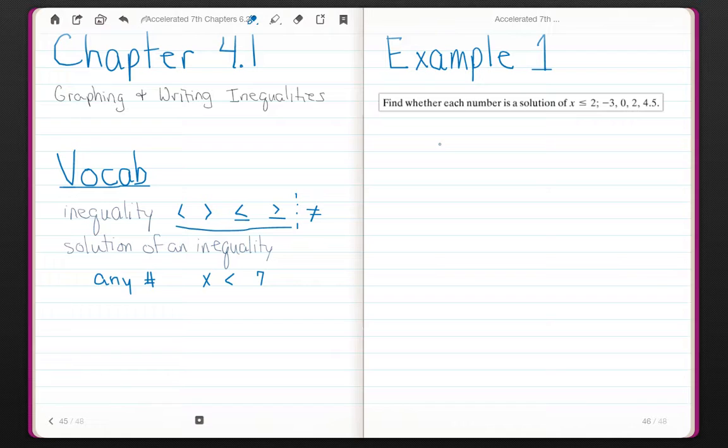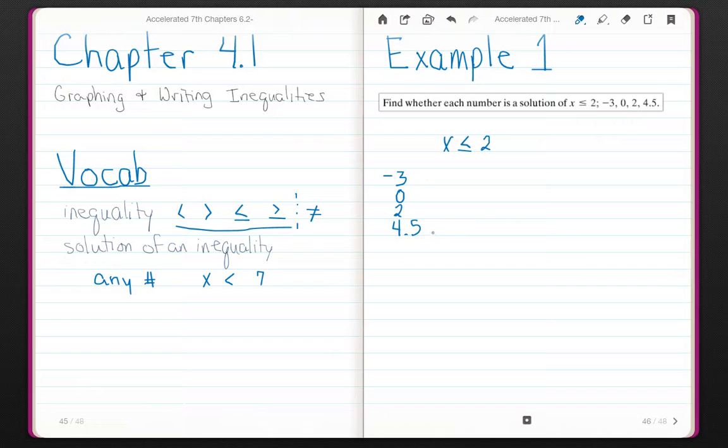So I'm going to list first the inequality. X is less than or equal to 2. Then I'm going to write each of the 5 numbers that they've given me. So -3, 0, 2, 4, oh, that's 4.5. That's a decimal, not 4 and 5. 4.5. Okay, and then it's a simple check. Substitute in -3. Is -3 less than 2? Yes, it is.